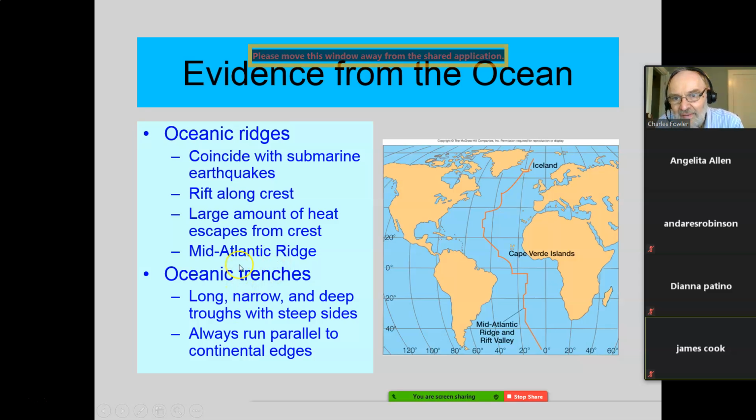Now, those are the ridges. We also find oceanic trenches. Long, deep, narrow troughs with pretty steep sides. They always run parallel to the continental edges. Now, I'll give you a hint. You don't find them here, not along the continental edge of North America. And I doubt if you do anywhere on this edge, or on this edge. Okay, any of these edges. Maybe some, but I don't know. I'll tell you where you do find them. Over here. You have trenches, really deep trenches.